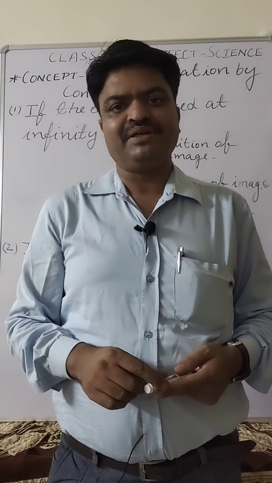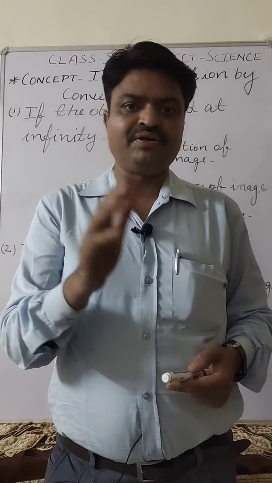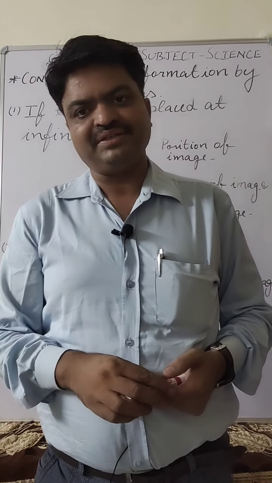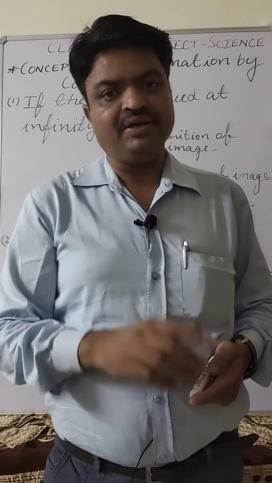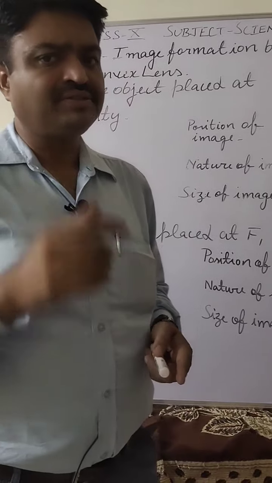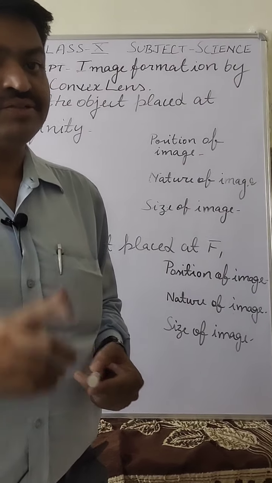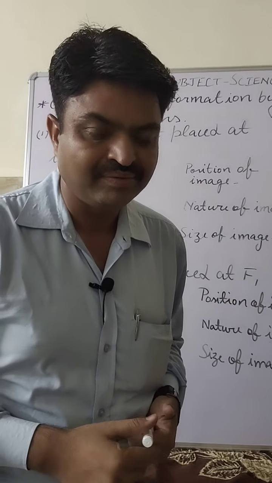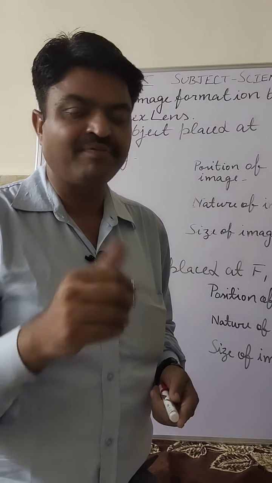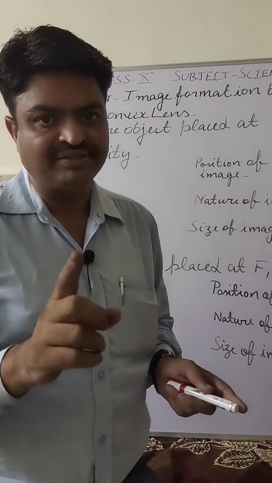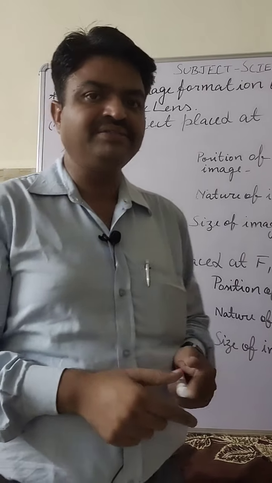Today we will discuss the ray diagrams related to concave and convex lens. So the first ray diagram that we will discuss is related to the convex lens, student. Now what is a convex lens? Yes, you are right. The lens that is thick from the middle and thin from the edges or the sides is known as a convex lens.